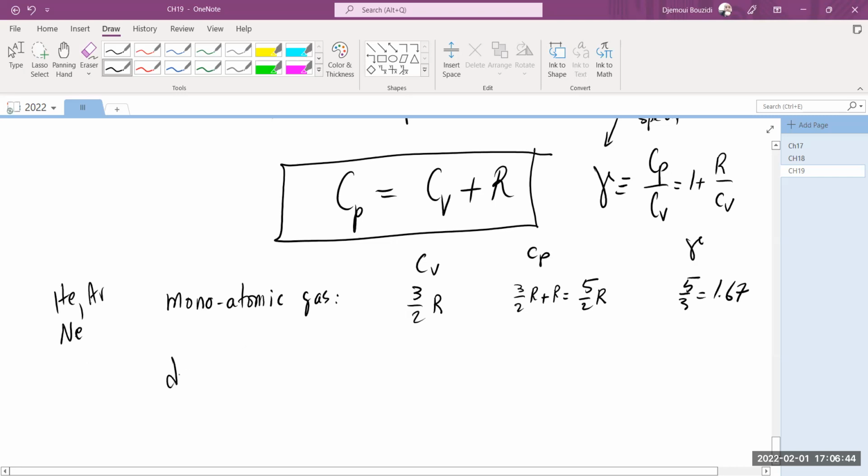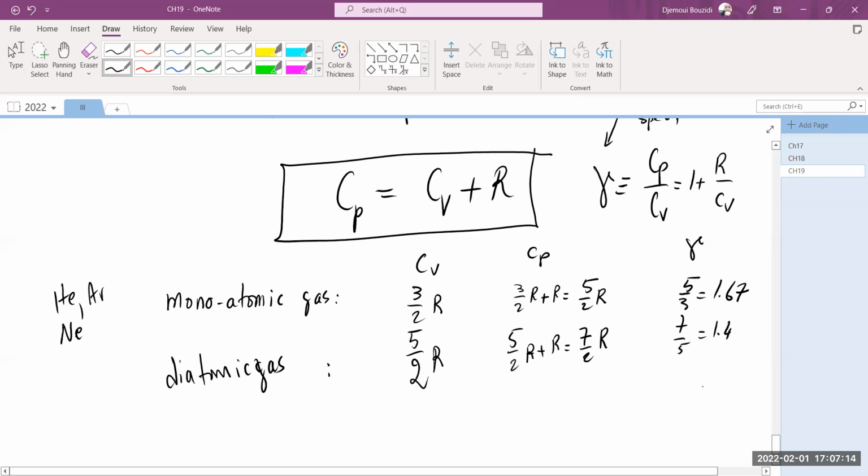For a diatomic gas, C_V, we added 2 degrees of freedom, if you guys remember, was 5 over 2 R. And if I add another R to 5 over 2 R, I will find that this number is 7 over 2 R, which means that for gamma the R cancels the R and the 2 in the denominator cancels. You will end up with 7 over 5, which is exactly 1.4.